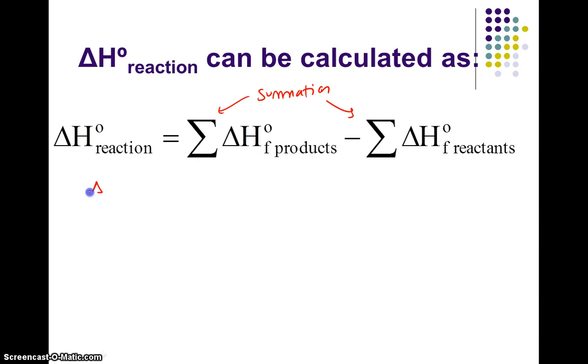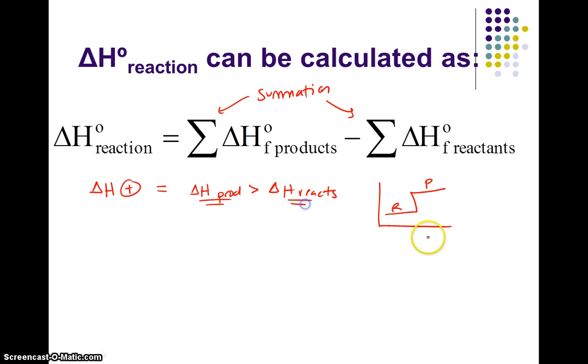We know that if we have an overall delta H that is positive, what that tells us is that the delta H of our products has to be greater than the delta H of our reactants. Because if we think about our reaction coordinates, in order for us to have an endothermic process, we have to put energy in. So our products have to end up with a higher energy value than our reactants started with. So that would mean that this number has to be numerically greater than our reactant number.